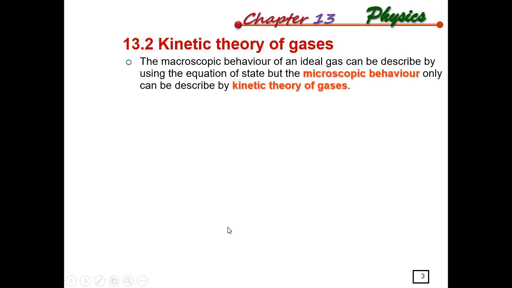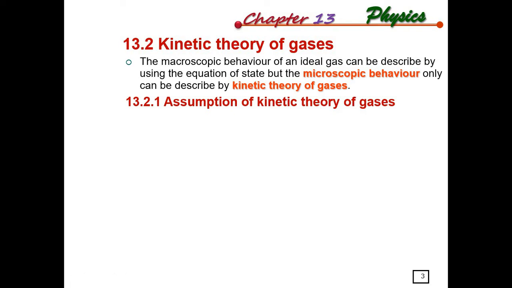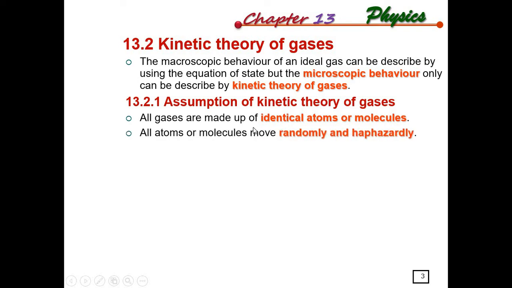The kinetic theory of gases. The macroscopic behavior of an ideal gas can be described by using the equation of state, but the microscopic behavior can only be seen by using the kinetic theory of gases. So in order to analyze the kinetic theory of gases, we need to make some assumptions. The first one: all gases are made up of identical atoms or molecules, the same for all atoms and molecules. Then all atoms or molecules move randomly and haphazardly.